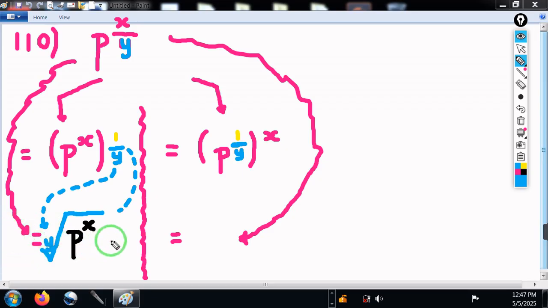That's it. In other words, the fast method, look at it. P to the power of x, right? P to the power of x. The little y down there just shows the y-th root of p to the power of x. 7 means seventh. Y means y-th. The y-th root of p to the power of x. That's all. Now we do the other way around.